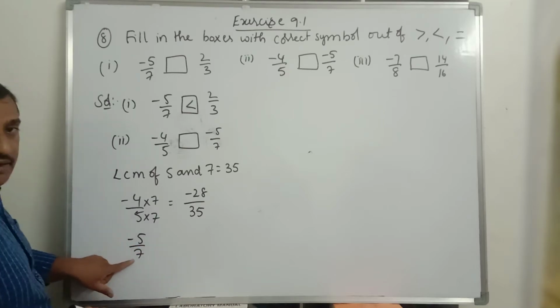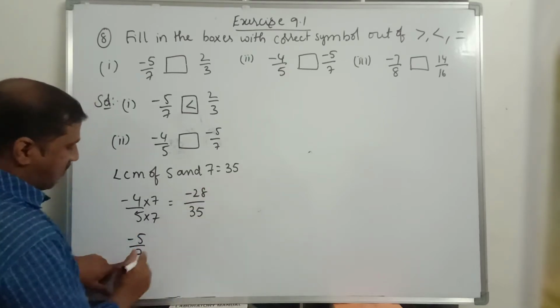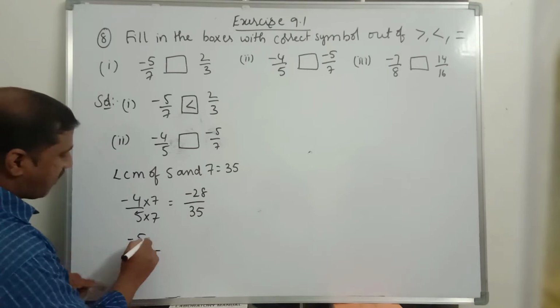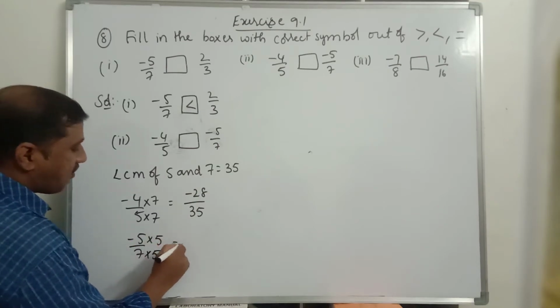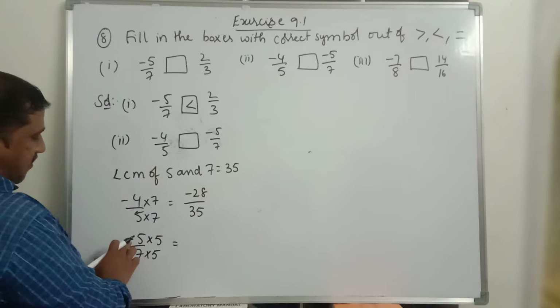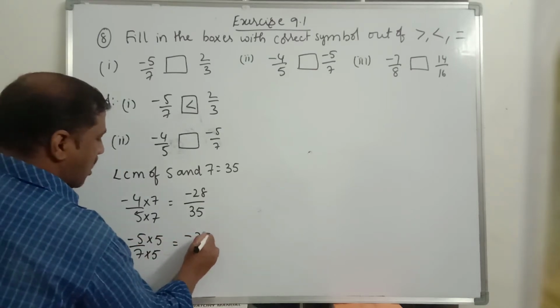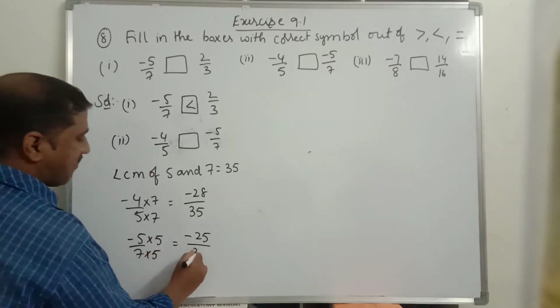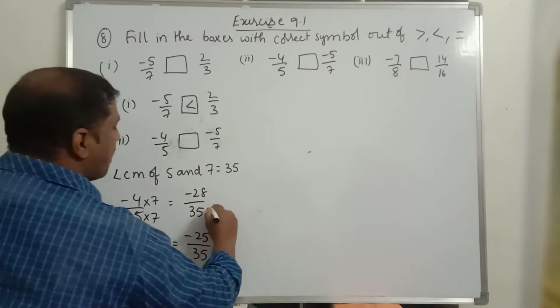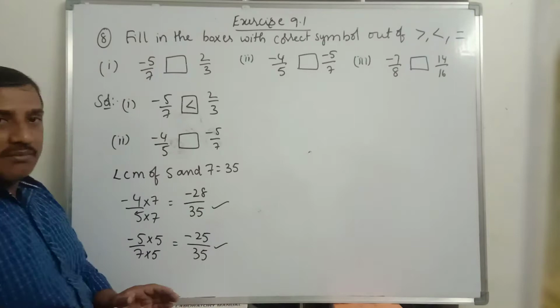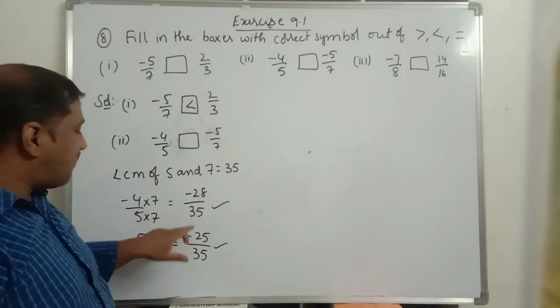Next, the second fraction is minus 5 by 7. Now the denominator is 7. To get the denominator 35, 7 is multiplied with 5. Then both numerator and denominator are multiplied with 5. Minus into plus, it is minus. 5 into 5, 25, divided by 7 into 5, 7 5s are 35. Now we got two rational numbers with the same denominator, 35.